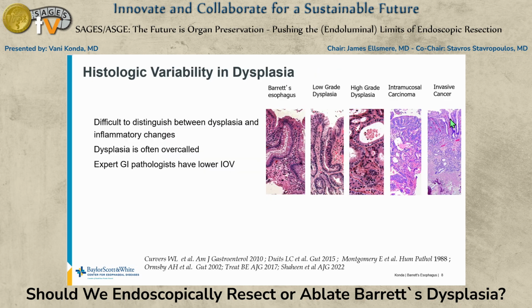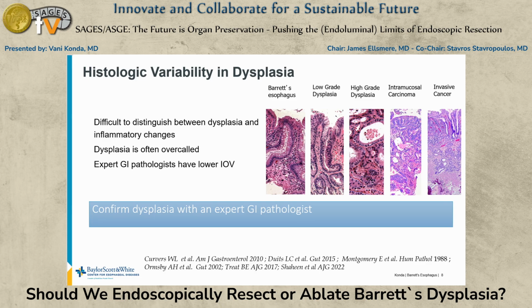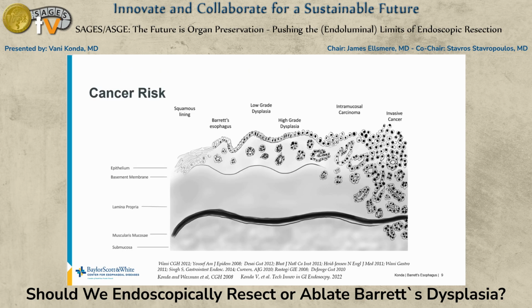When patients are diagnosed with dysplasia, unfortunately, we have a lot of inter-observer variability among pathologists in the diagnosis of dysplasia in Barrett's esophagus. This is likely due to the large amount of inflammation, often due to the chronic reflux that we find in the esophagus, and dysplasia is often overcalled. There is less inter-observer variability among expert pathologists, and so therefore, before any resection or ablation, it's important to confirm dysplasia with an expert GI pathologist.